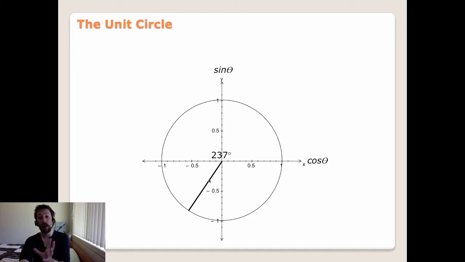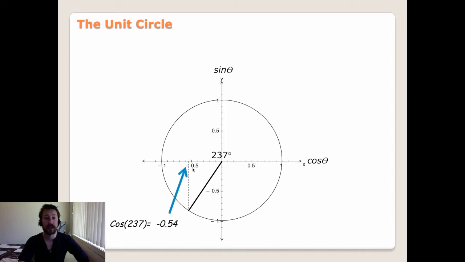So, what will cos of 237 degrees be? Well, we're going to draw it from here all the way up to the x-axis, and you're going to get an answer of roughly just above negative 0.5, so therefore it's going to be negative 0.54.